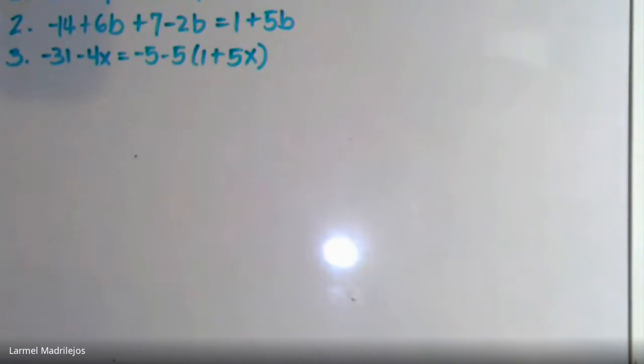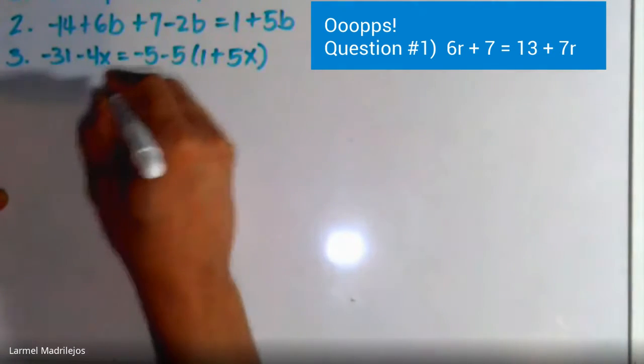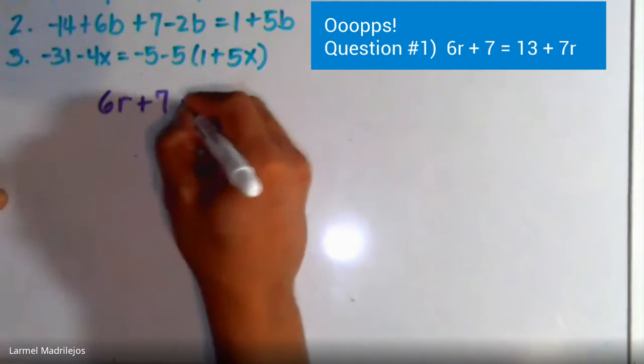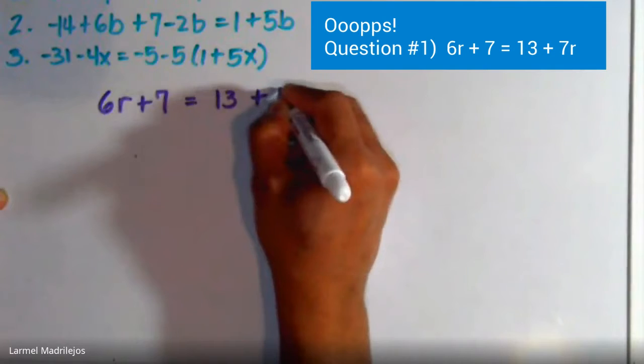Good morning. We are here to solve a linear equation, solving for the variable. I have 3 examples here: easy, medium, and hard. So we're going to start with the first number. This is 6r plus 7 equals 13 plus 7r.